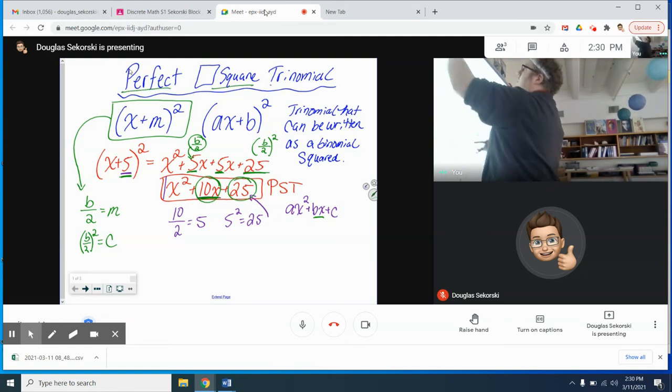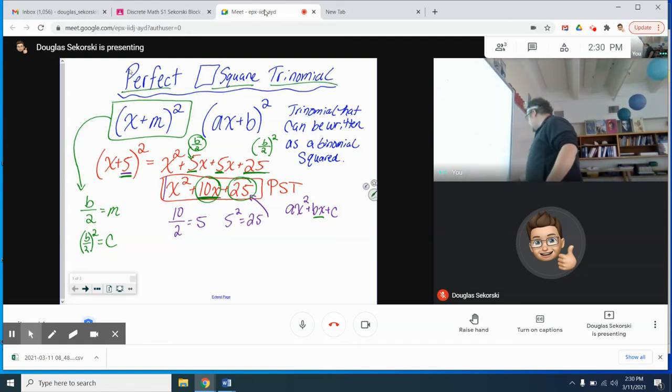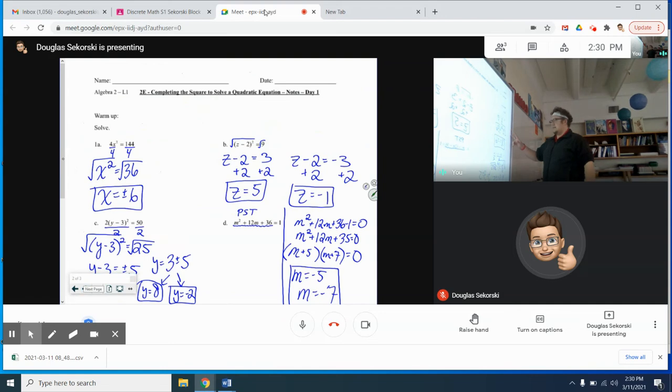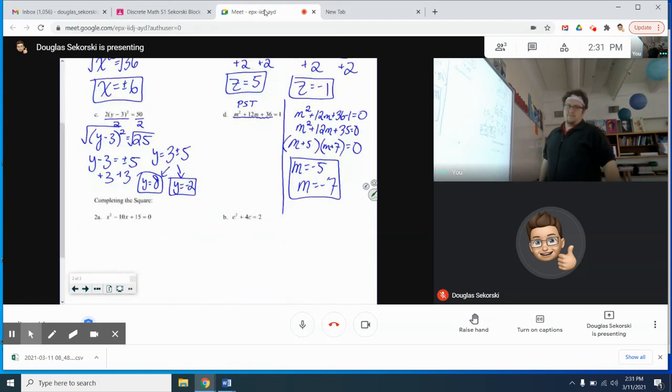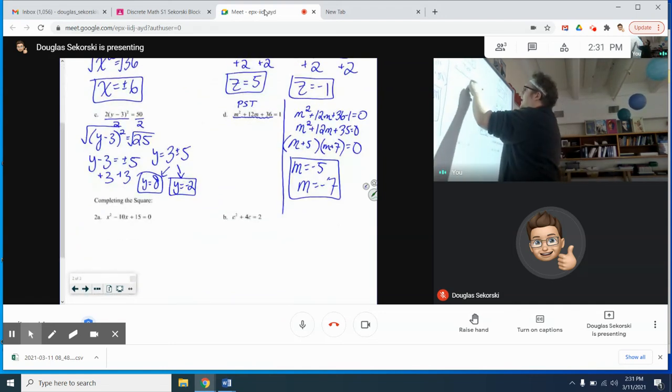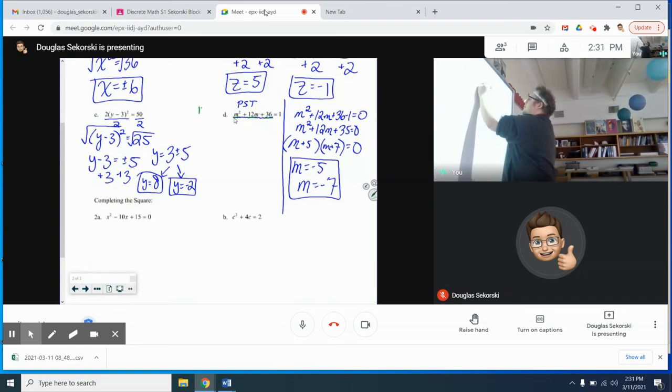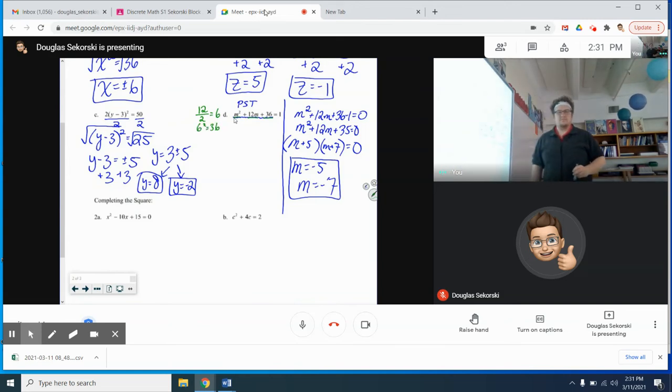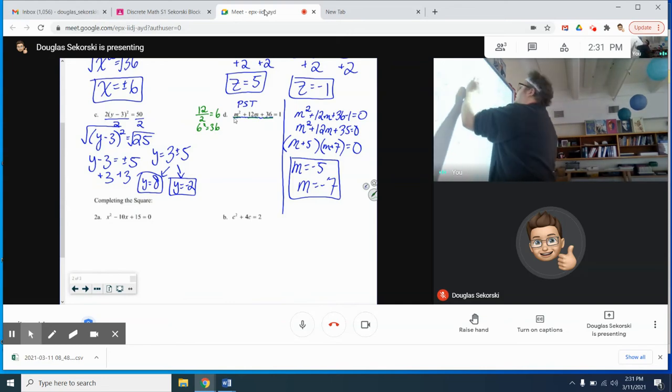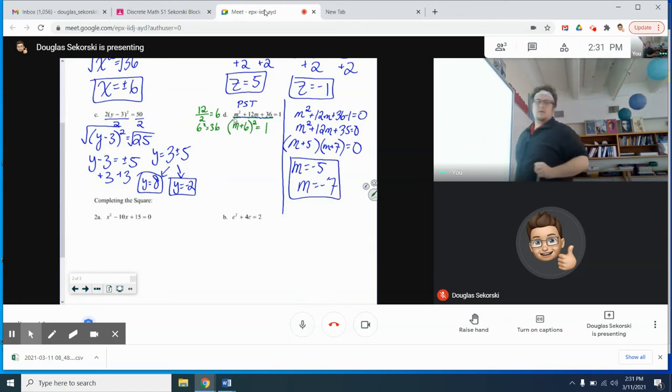So now that we have that in our heads, let's talk about D again. Okay, so I look over here at m squared plus 12m plus 36, and you might be recognizing already that 12 divided by 2 is 6, and then the 6 squared does turn into the constant term. So what I'm going to do here is I'm just going to write this as m plus 6 squared equals 1.